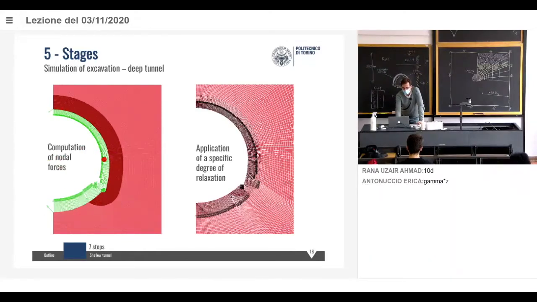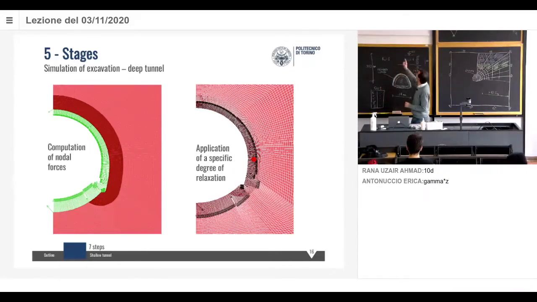Now, in order to keep the tunnel stable, we have to apply these nodal forces in the other direction. Can you see them here? So we simply change the direction. So we compute them and we apply them like this. If you apply them to the same quantity, nothing is going to happen because it's action and reaction. Okay? Nothing is going to happen.